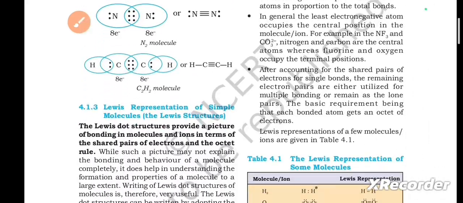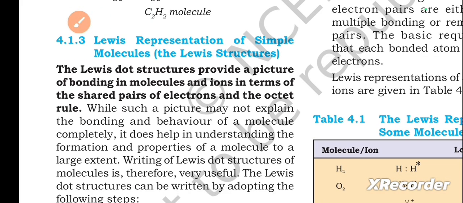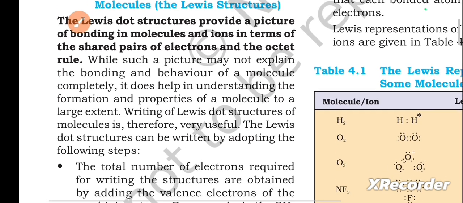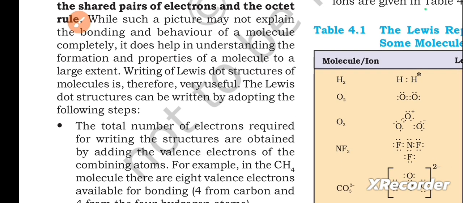Next, Lewis representation of simple molecules, the Lewis structures. The Lewis dot structures provide a picture of bonding in molecules and ions in terms of the shared pairs of electrons and the octet rule. While such a picture may not explain the bonding and behavior of a molecule completely, it does help in understanding the formation and properties of a molecule to a large extent. Writing of Lewis dot structures of molecules is therefore very useful.